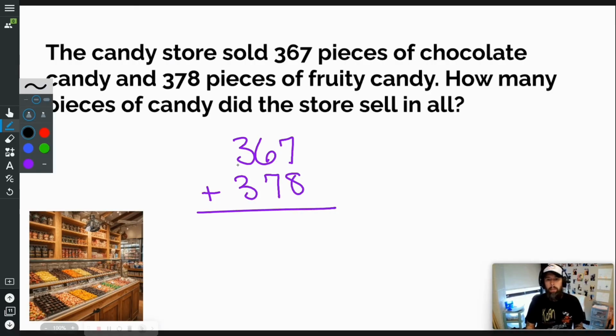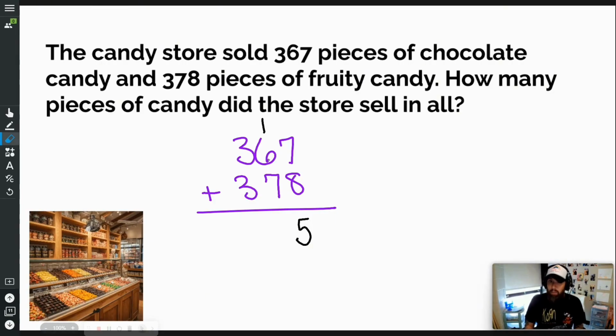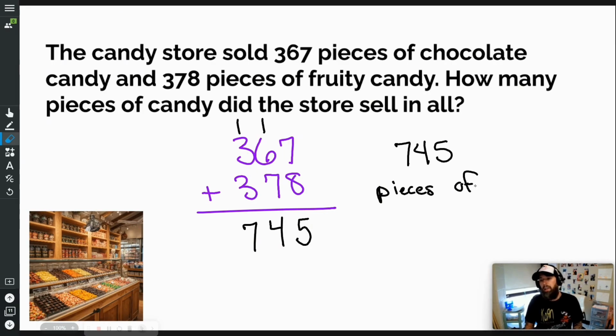Start all the way to the right. 7 plus 8 is 15. So 15 has you write out your 5, carry the 1. 1 plus 6 is 7. 7 plus 7 is 14. So you write out your 4, carry the 1. 1 plus 3 is 4. 4 plus 3 is 7. So you have 745. We are asking how many pieces of candy did the store sell in all? Well, that would be 745 pieces of candy.